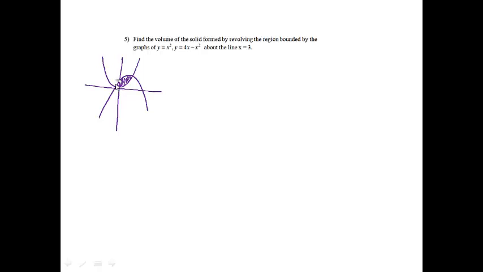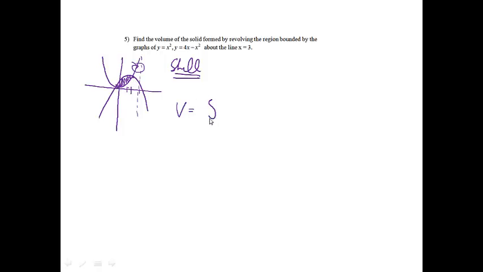Actually, that should have intersected at 0, 0. Sorry about that. And we are going to reflect it about the line x equals 3, which is going to be right there. So we're going to revolve it about that line. And since I'm revolving about a vertical axis, I'm going to be using the shell method. So when I go to find the volume, I need to find where they intersect.